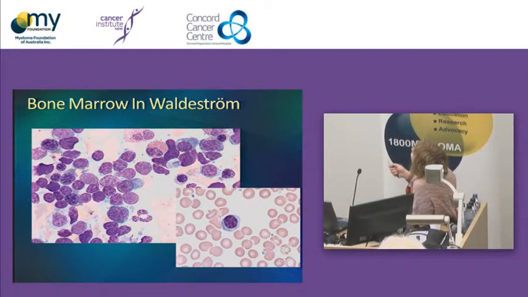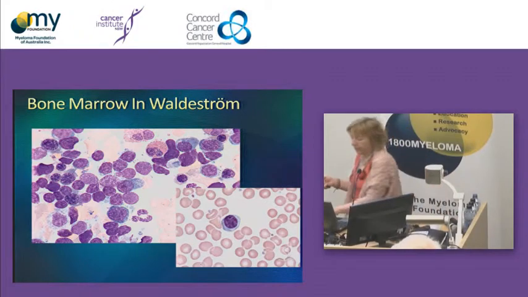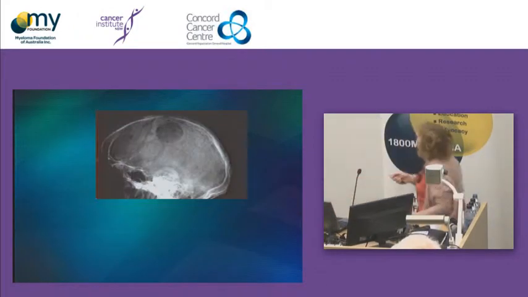This is an example of the bone marrow of a patient with Waldenstrom. You can see that it's much more mixed. So you have some of the classical Waldenstrom cells, which are in between plasma cells and a lymphocyte, and we've got a few of these here. Then you can have small lymphocytes, and then you can have some characteristic plasma cells. So it's more of a mixture of cells.